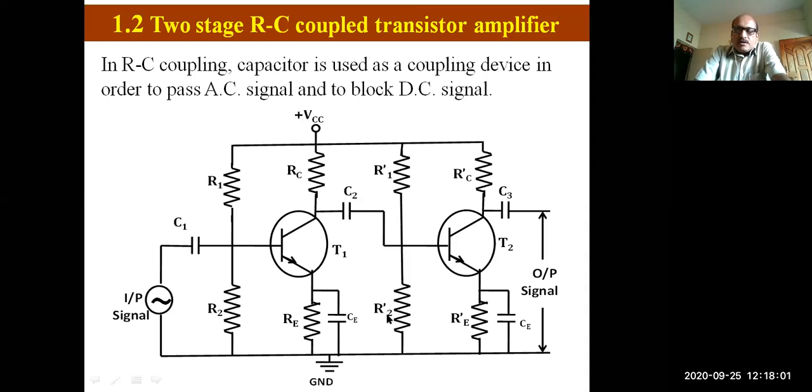R1 dash, R2 dash are voltage divider resistances. RE dash is the emitter resistance. Provides proper biasing for transistor T2.